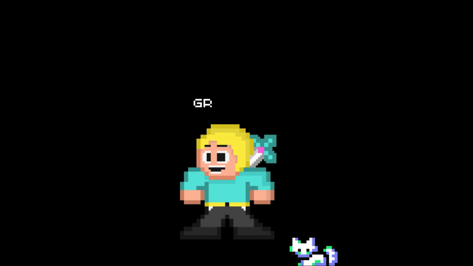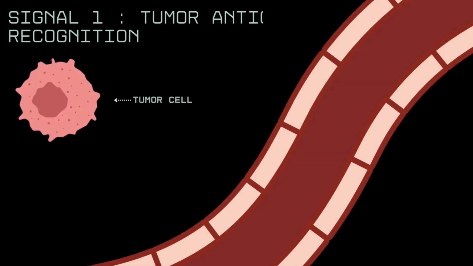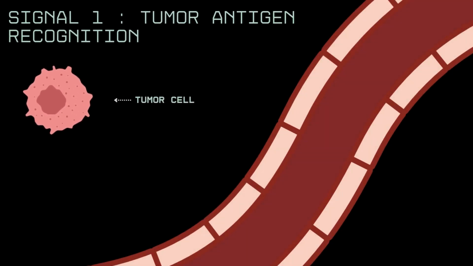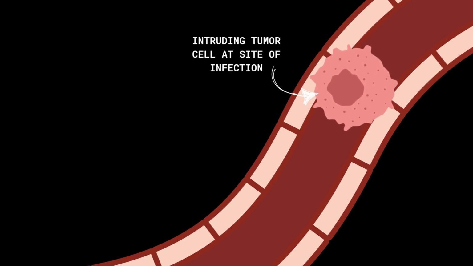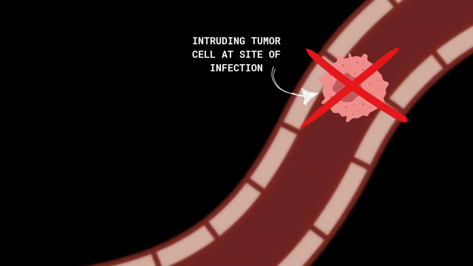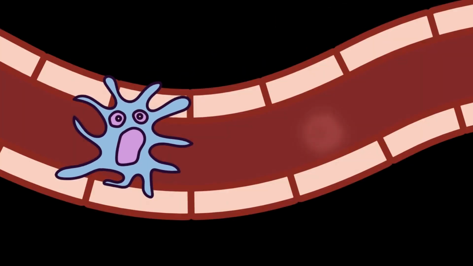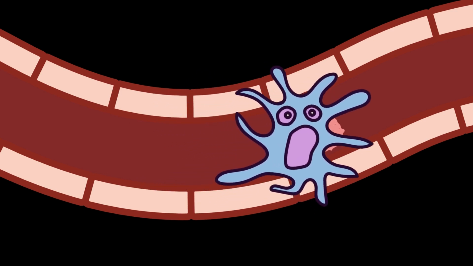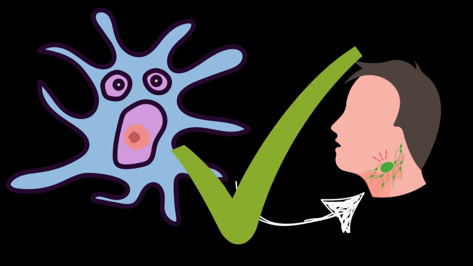We are from Group 10 presenting on cross-presentation in non-antigen presenting cells. Before any action can take place, an intruding tumor cell must be present in order to stimulate a signal. The first signal requires the recognition of the tumor antigen. However, tumor cells are not professional antigen-presenting cells, so they cannot migrate to the lymphoid organs to activate the naive T cells. Instead, specialized dendritic cells at the tumor site ingest tumor antigens through endocytosis. These dendritic cells then migrate to the secondary lymphoid organs carrying the tumor antigens with them.